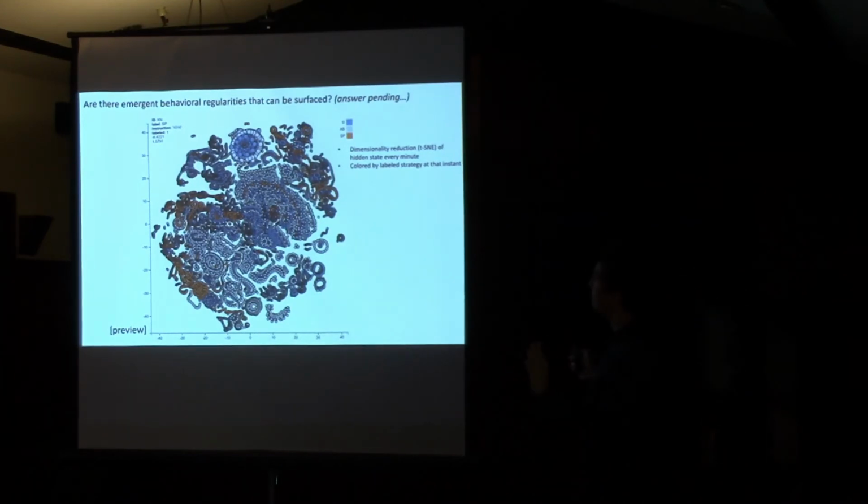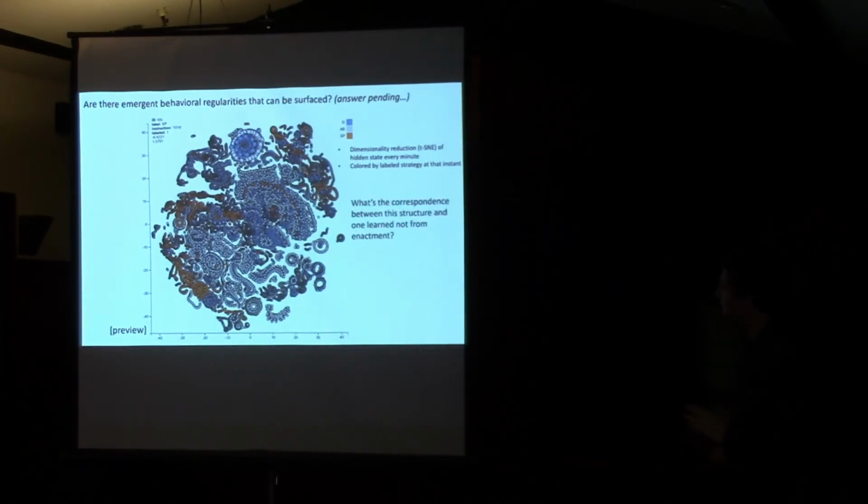So we don't have any big conclusions from this plot, but I have questions, such as what's the correspondence between this structure and one learned not from enactment? Our consenting participant yesterday in the MITP program knows proportion, right? But nevertheless, he still went through the same stages of learning how to do the ratio test. Now, is it the case that because he knows proportion, he's got greater fluency in that task?